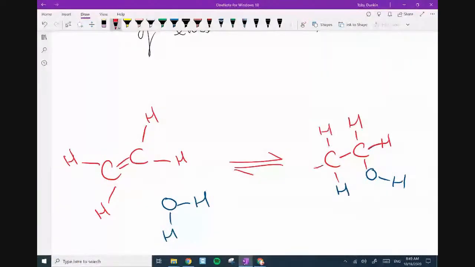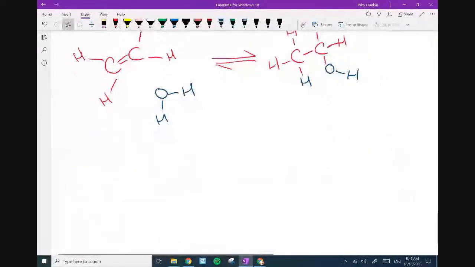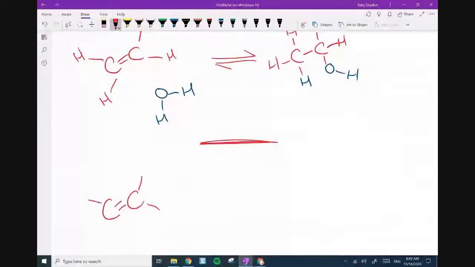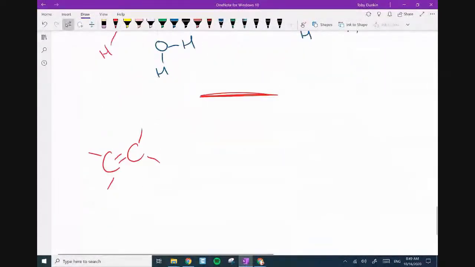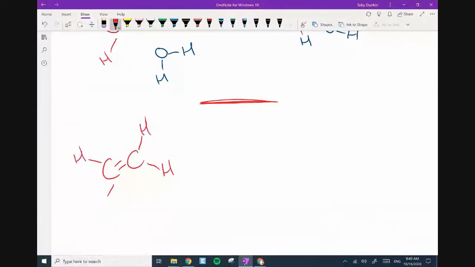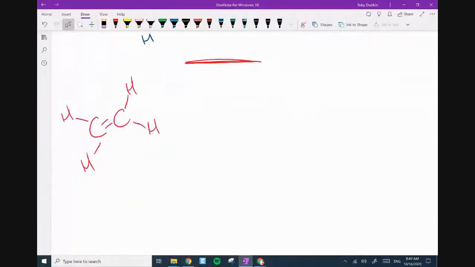Shazza has just mentioned hydrogenation. Hydrogenation is another alkene reaction, but in this case I'm adding hydrogen. Hydrogenation is the addition of hydrogen.